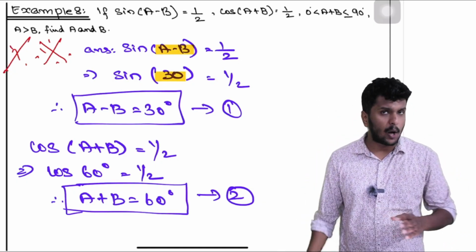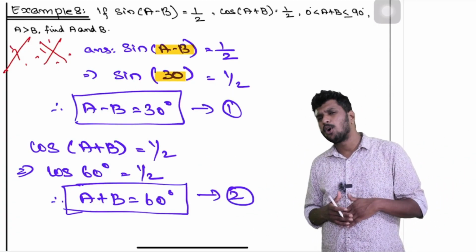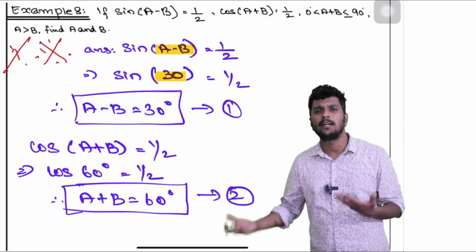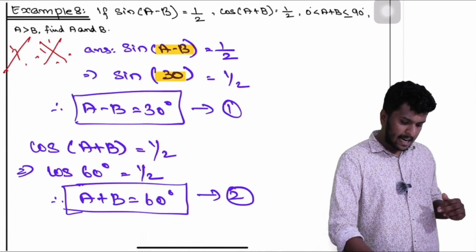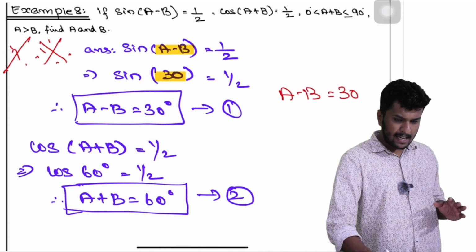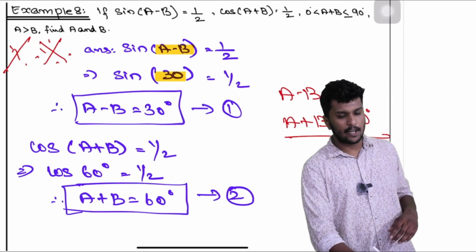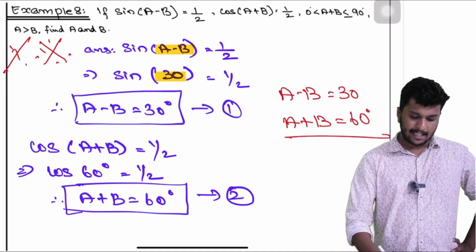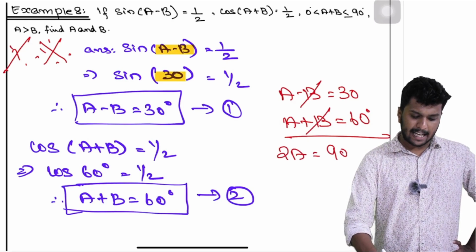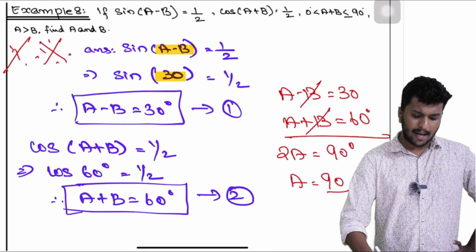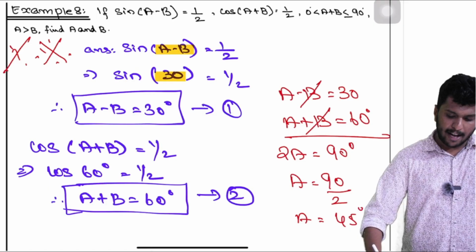In the linear equation chapter we learned how to find a and b values if you have two equations. Elimination method is the easiest. Do not go for substitution, always go with elimination. It's much easier, right? So we have a minus b equals 30, a plus b equals 60. Negative b and positive b cancel. So 2a equals 90, a equals 90 by 2, so a equals 45 degree.